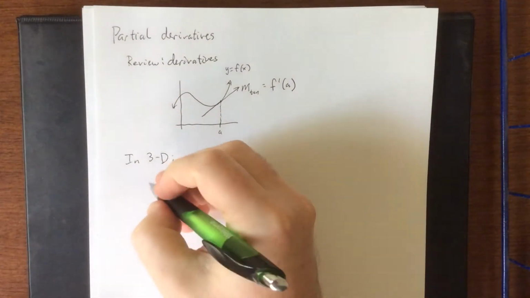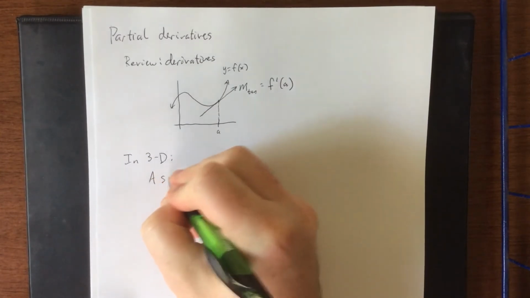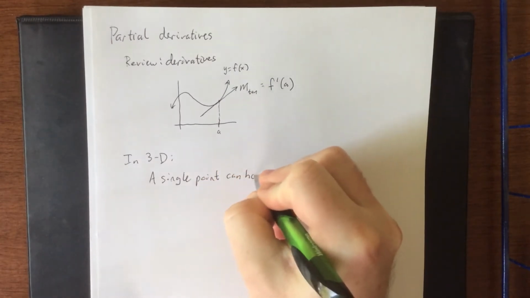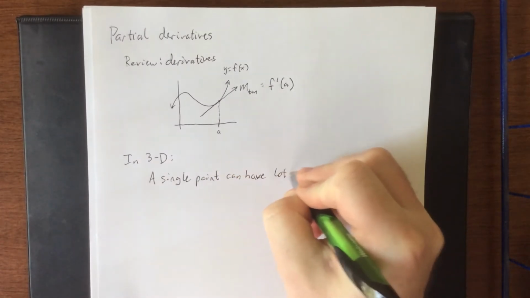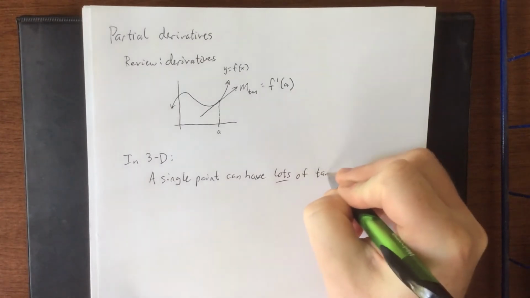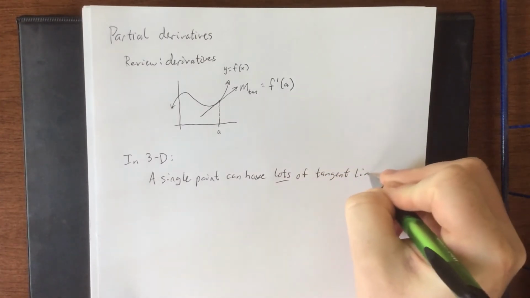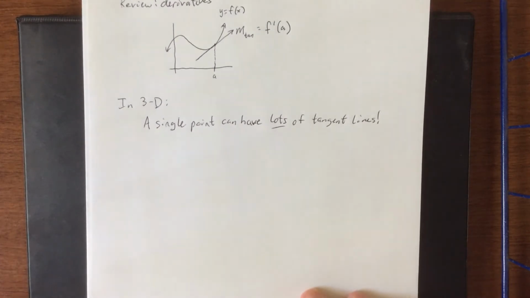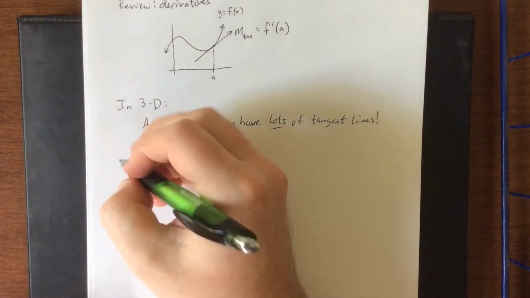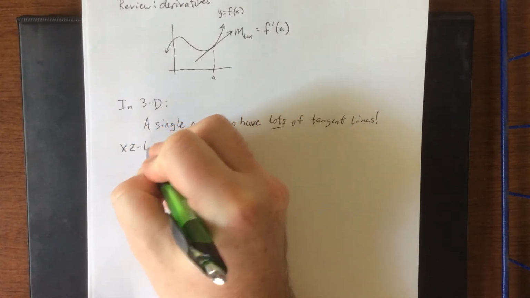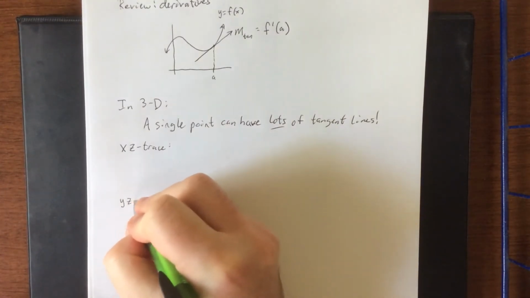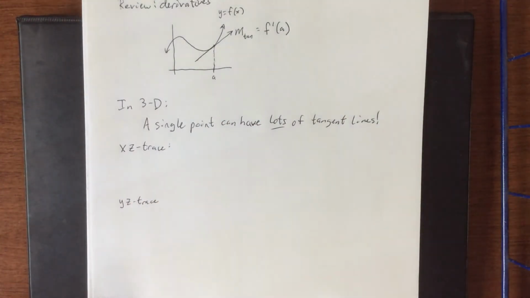So, as such, a single point can have lots of tangent lines, and therefore lots of different slopes of tangent lines. So what we're going to do is, instead of considering all of them, we're going to consider 2 particular ones. We're going to take a look at the xz trace that is associated with a surface, as well as the yz trace that is associated with a surface.